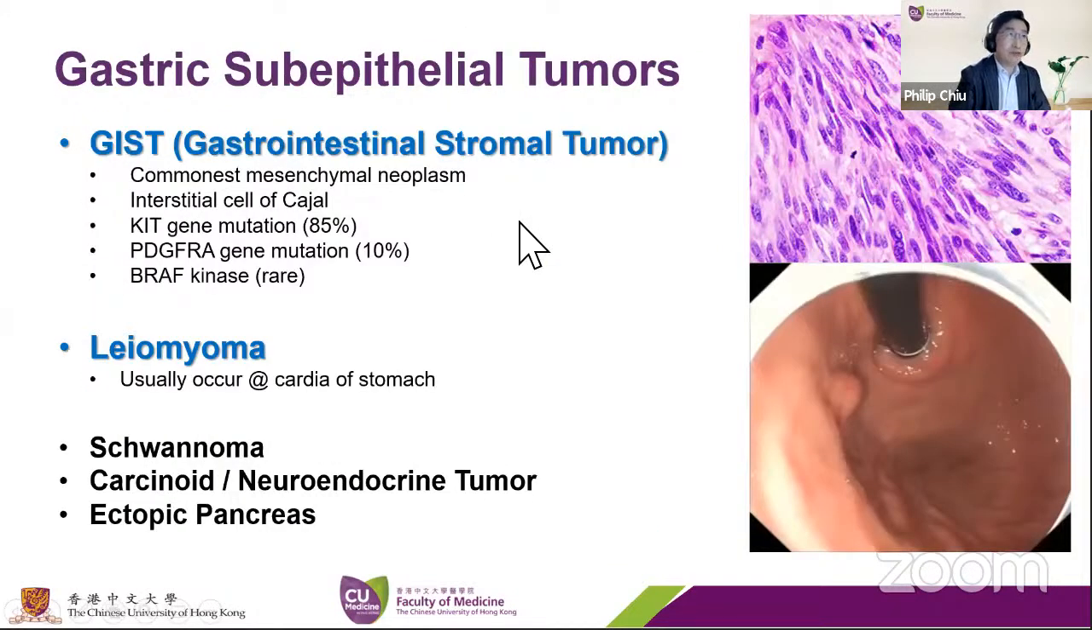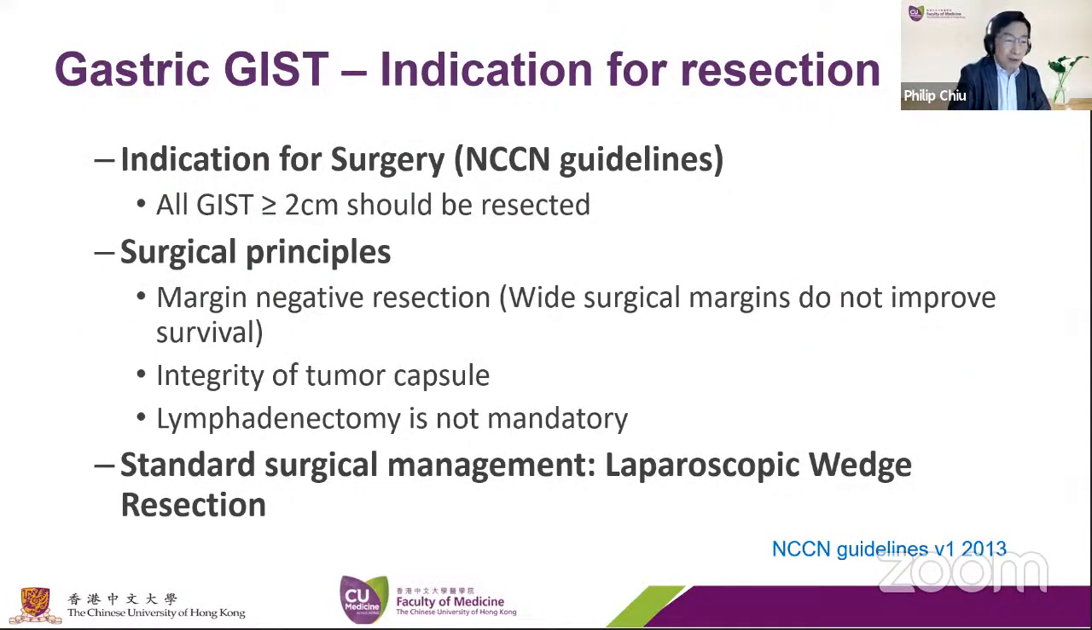And for the gastric submucosal tumor, I think GIST is one of the commonest mesenchymal tumors that we encounter. And there will be others like leiomyoma, schwannoma, neuroendocrine tumor, or ectopic pancreas. So I think the indication for resection was previously already summarized by Professor Federov. And for most of the guidelines, including the NCCN, all GIST more than 2 centimeters should be resected.